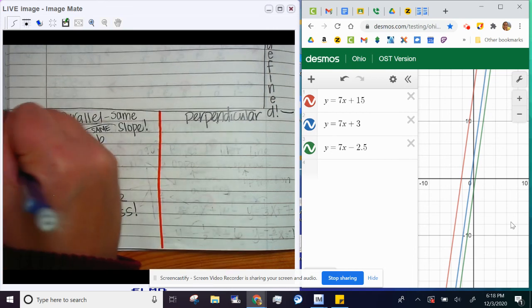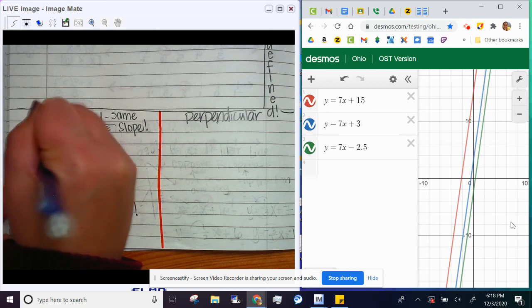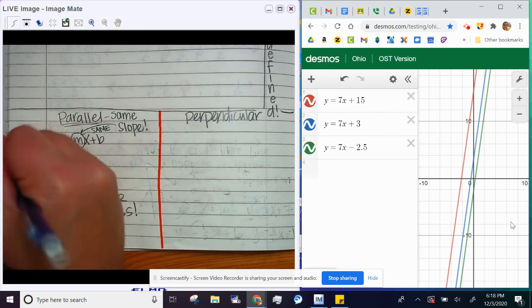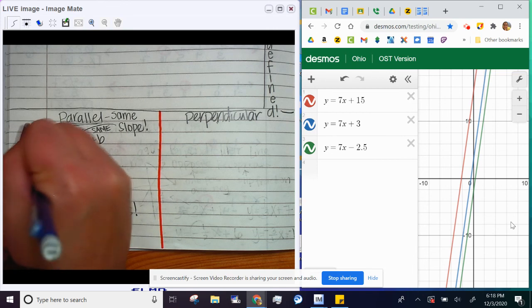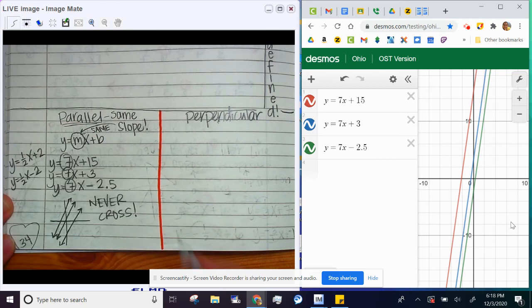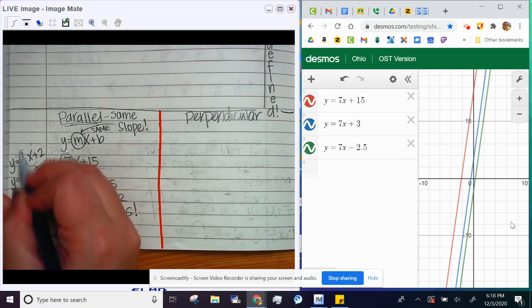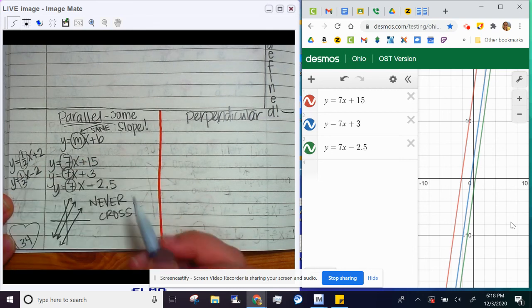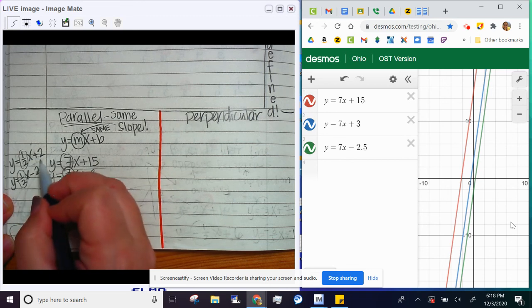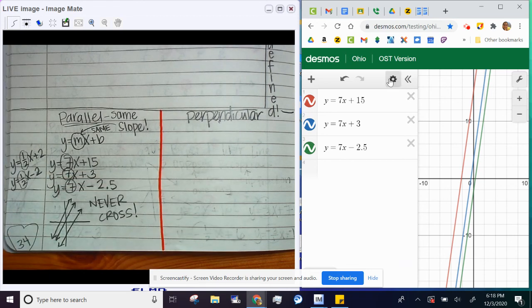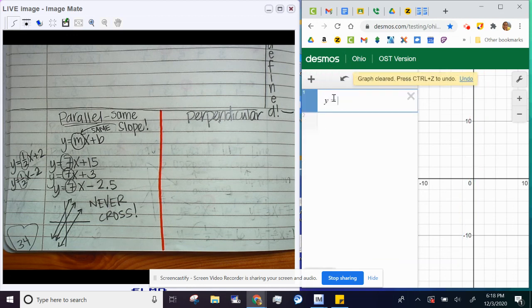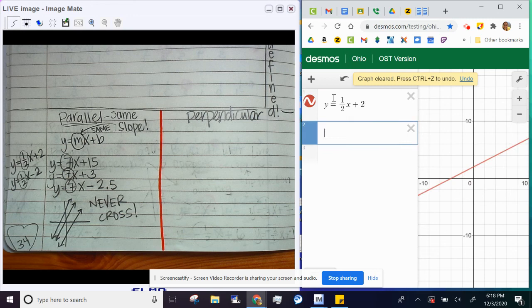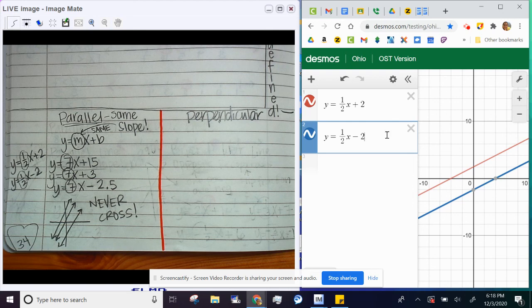We could do another one that's like y equals 1/2 x plus 2. As long as the slope was the same, y equals 1/2 x minus 2, these would be parallel because they both have a slope of 1/2. Notice that I did make the b's different because if the b's were the same, it would be the same exact equation. Let's look at these two graphs just to make sure they're parallel. y equals 1/2 x plus 2 and y equals 1/2 x minus 2. Notice that they're not going to cross. If they had the same b value, it would be the same line. So just make sure the b's are different.